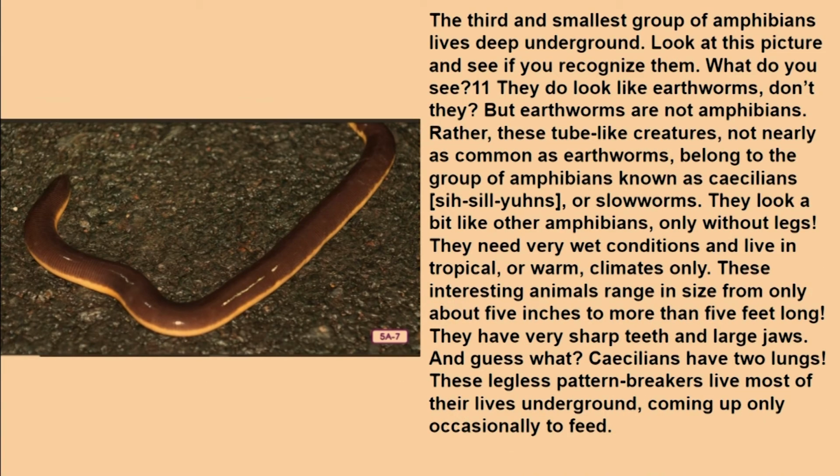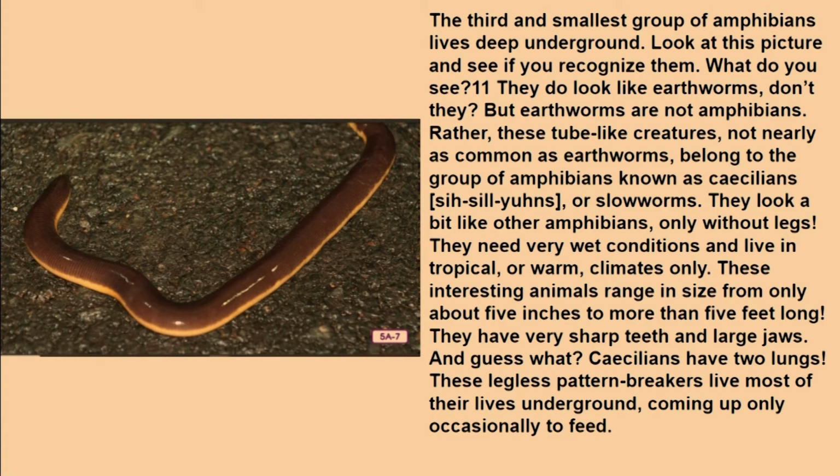The third and smallest group of amphibians lives deep underground. Look at this picture and see if you recognize them. What do you see? They do look like earthworms, don't they? But earthworms are not amphibians. Rather, these tube-like creatures, not nearly as common as earthworms, belong to the group of amphibians known as caecilians, or slow worms. They look a bit like other amphibians, only without legs.